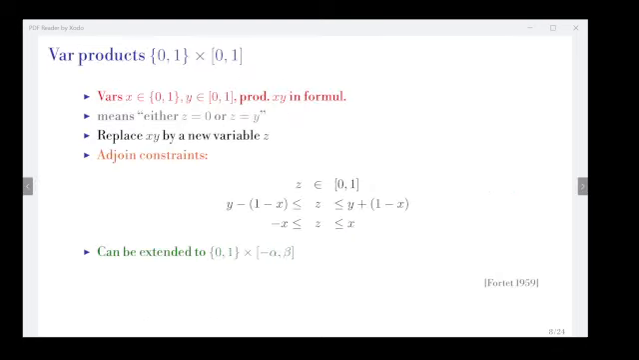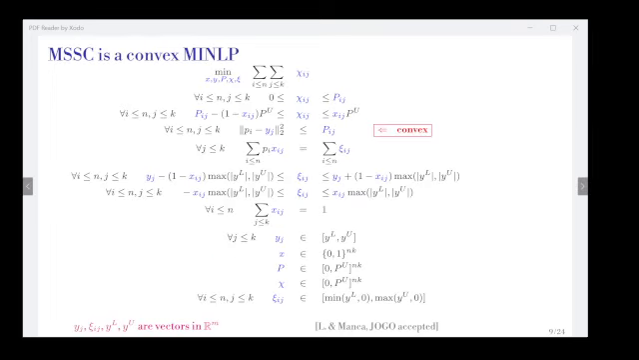So everybody knows, or should know here in this audience, that products of binary variables times continuous bounded variables can be linearized exactly. And so this is what we're doing in this slide. And this is finally a convex MINLP formulation of the MSSC. It has a few sets of additional continuous variables here. But on the whole, it works quite well.